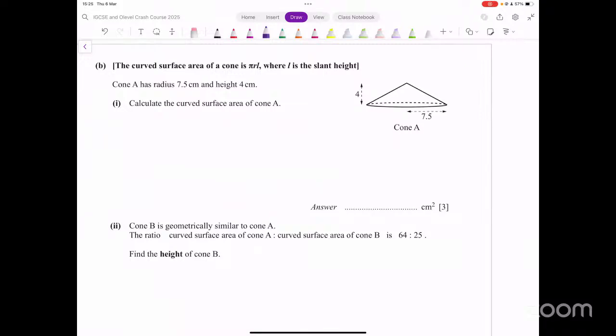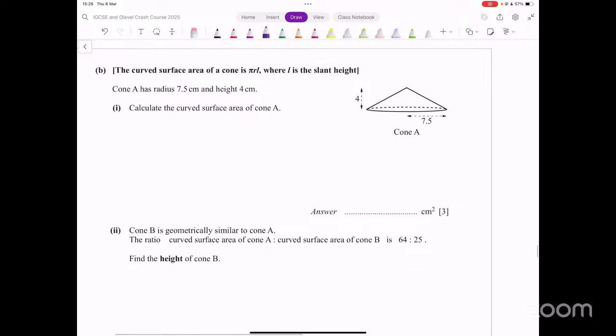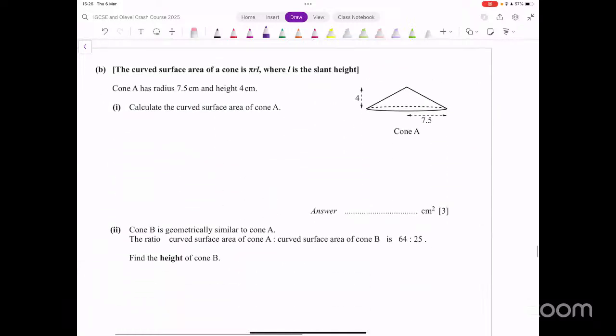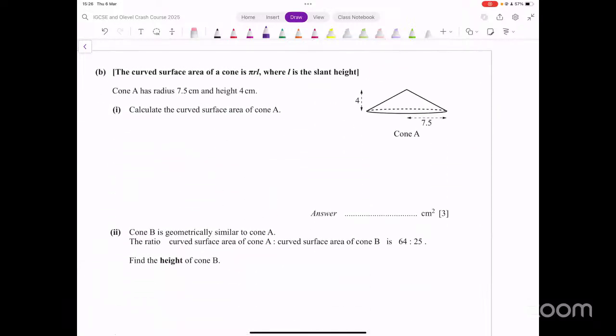It says, calculate the curved surface area of cone A. Cone A has radius 7.5 centimeters and height 4 centimeters. Is it the same cone? No, it's a different cone now. This cone has a radius of 7.5 and the vertical height of the cone is 4 units. Calculate the curved surface area of cone A. How can we do that? What's the formula that we've got for that? Pi RL, right? They've given that formula as well.